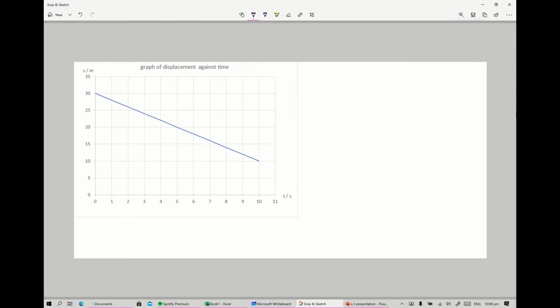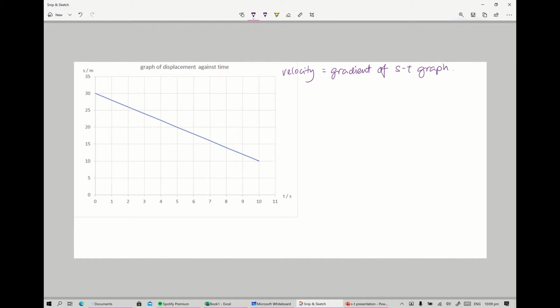So how do we calculate the value of the velocity using displacement time graph? The velocity is actually the gradient of displacement time graph, right?